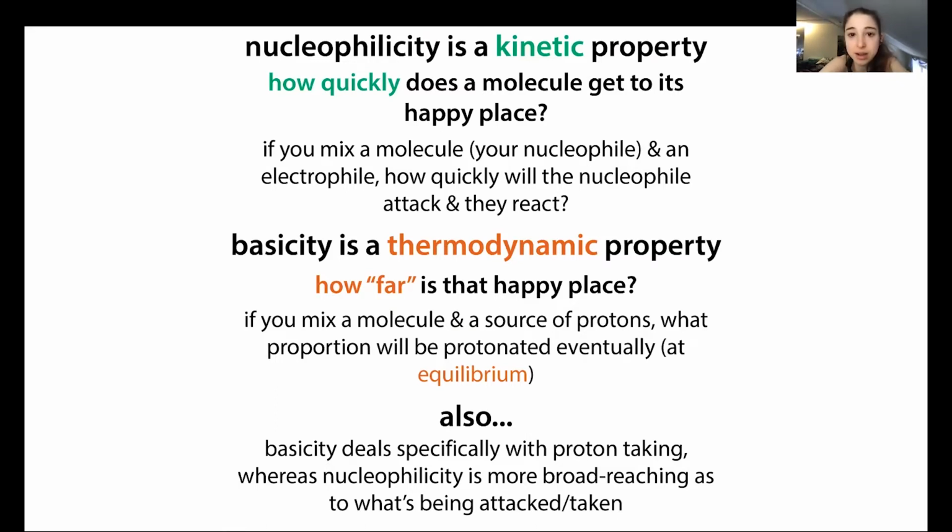So it's a speed thing. Basicity is the thermodynamic property. So basically, how far is that happy place? If you were to mix a molecule and a source of protons, what proportion will be protonated eventually? By eventually, I mean like equilibrium.